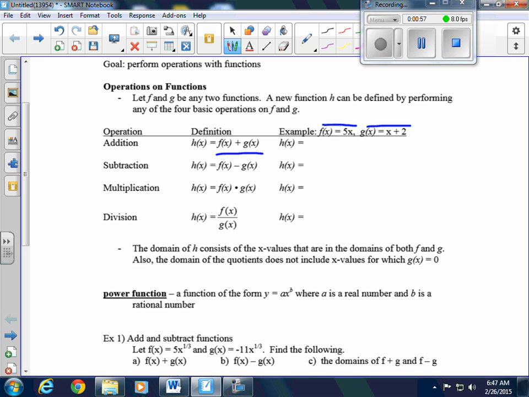So we're going to put in f of x. F of x is 5x, and g of x is x plus 2. So we're going to simply add our like terms. So h of x is going to simply equal 6x plus 2.